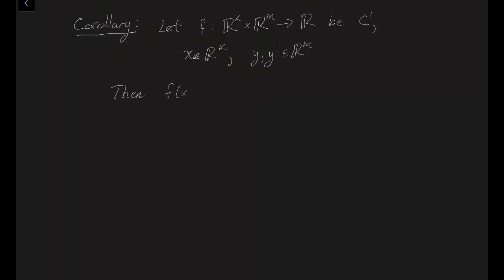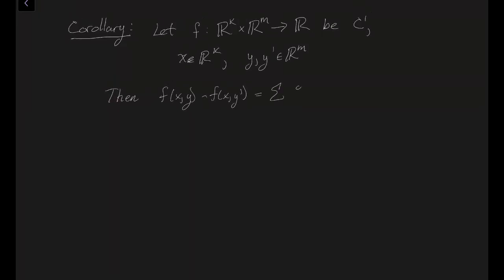So a corollary to this proof is something that we're actually going to use when we start proving things like the inverse function theorem and the implicit function theorem. And the corollary to this is if we have a function from a product space, so R^k cross R^m into R, and that function is also C^1, and we have some points x in R^k and y, y prime in R^m, then f of (x, y) minus f of (x, y prime) is going to be equal to the sum from 1 to m of partial f partial y_i of (x, y double prime) times y_i minus y_i prime, where y double prime lies on the line segment from y to y prime.